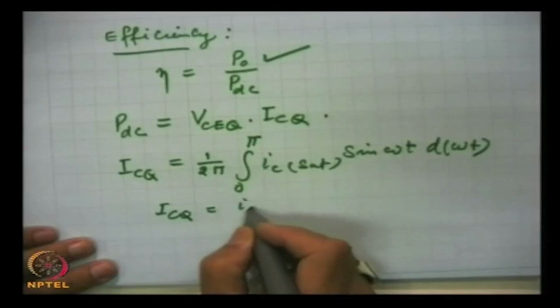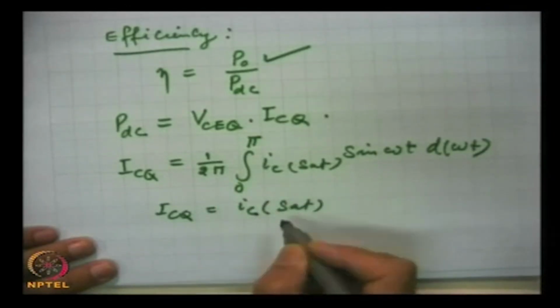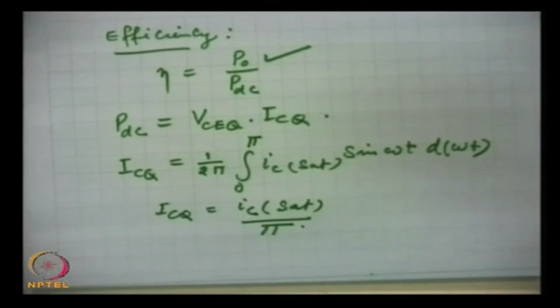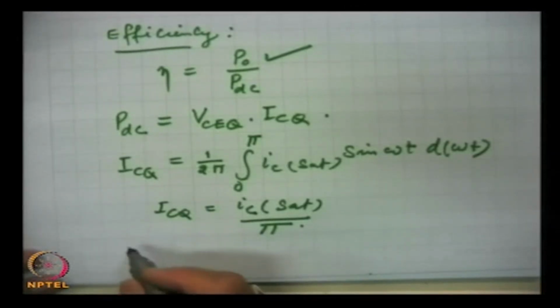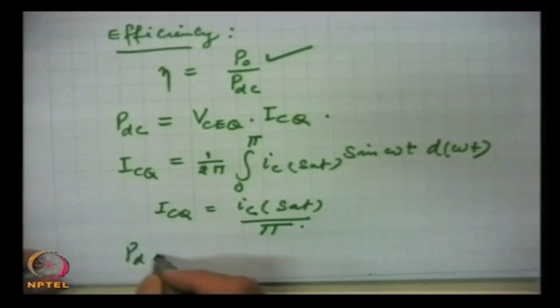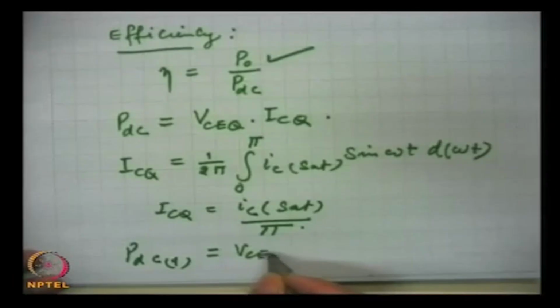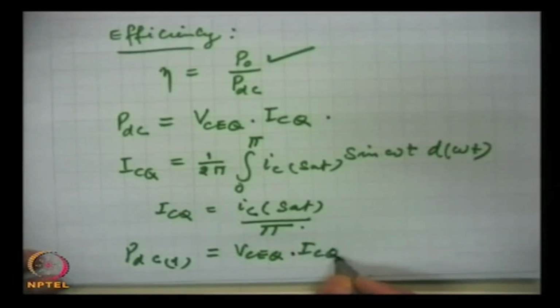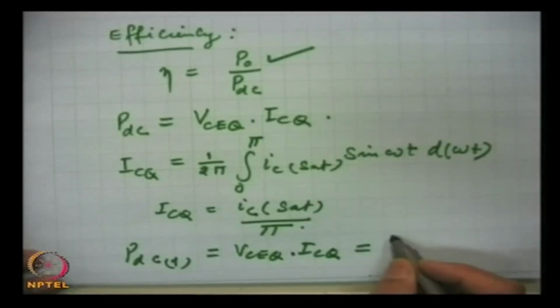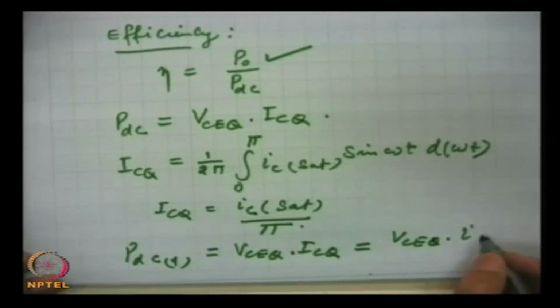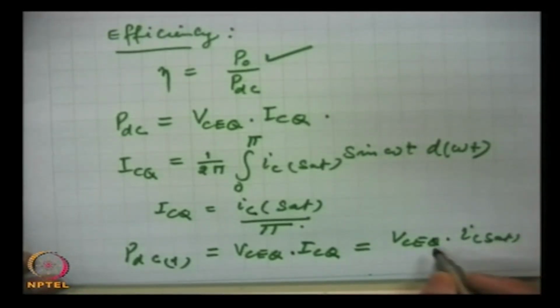ICQ is IC set by pi. Therefore, PDC for one transistor is VCEQ into ICQ, which is VCEQ. Now we substitute for ICQ, so IC set by pi.